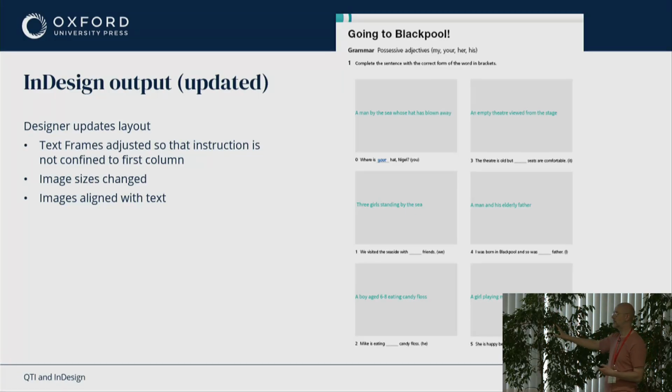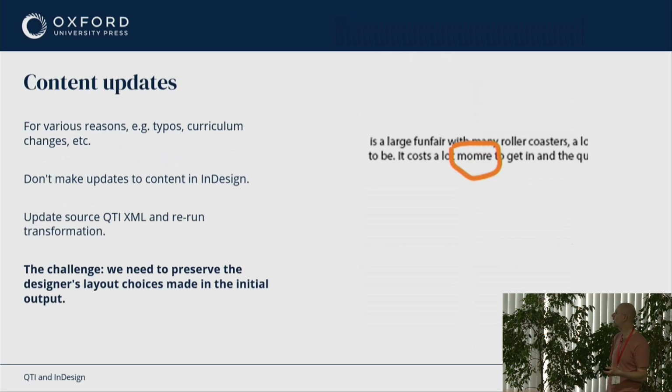And then what happens is somebody decides we need to make a change to the content. Maybe there's a typo, curriculum change, all sorts of things can lead to a content change. Now, the typical way of doing this up to now is to work in InDesign. You can edit the content in InDesign. InDesign is not an XML editor, so we've not chosen to go down that path.